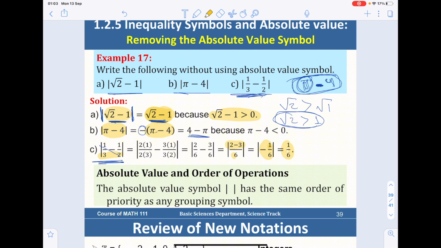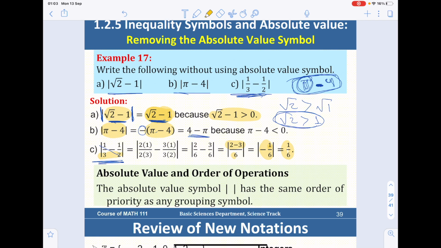Now, the difference between a, b, and c is that in a and b, I take off the absolute value first, and in c, I find out the value, I do the operation, whatever it is, then I take off the absolute value. I didn't do that in a and b because I can't find out the exact value of root 2 and pi. That's why I just find out whether the value is positive or negative. If it's positive, I put the value as it is. If it's negative, I times it with negative.